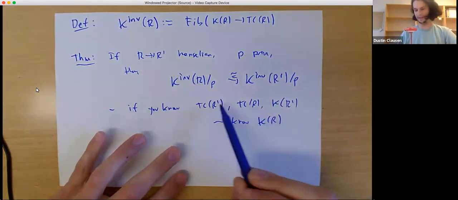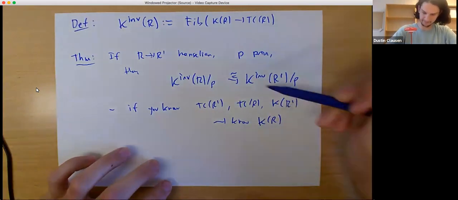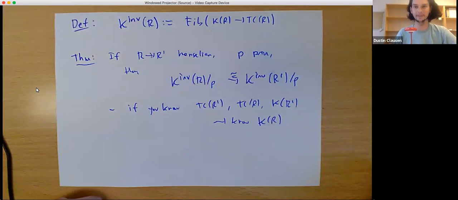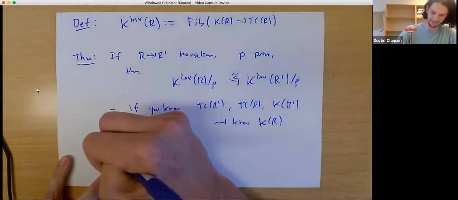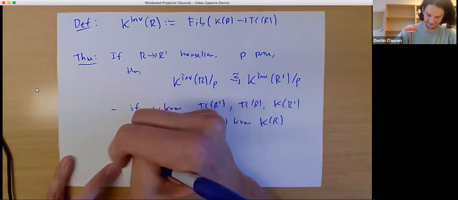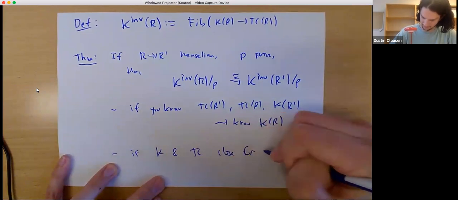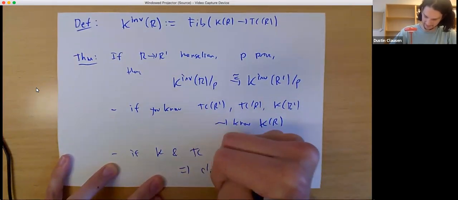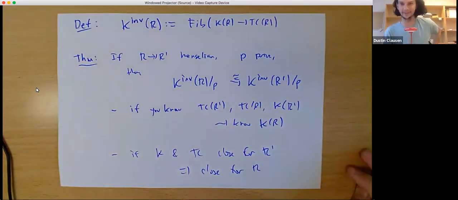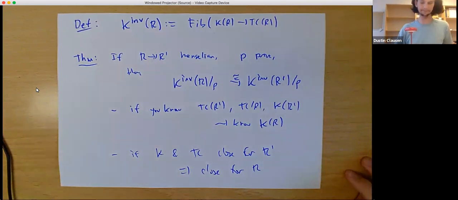So that's good. You can imagine you can understand TC, and if K theory of this potentially much simpler ring tells you K theory of this ring here, at least mod P. Another way of saying it is, well, it's exactly what it says. So if K theory and TC are close for R prime, then they're close for R. In fact, they're exactly as far apart. Yeah, that's what the theorem says. Okay.